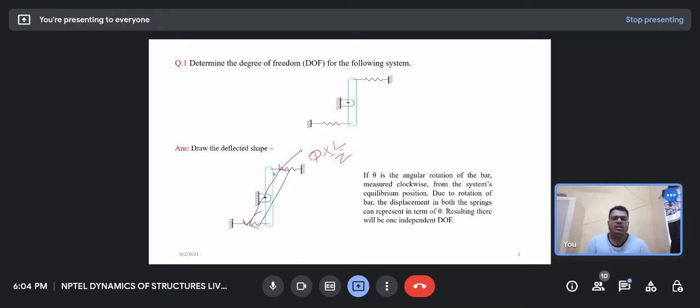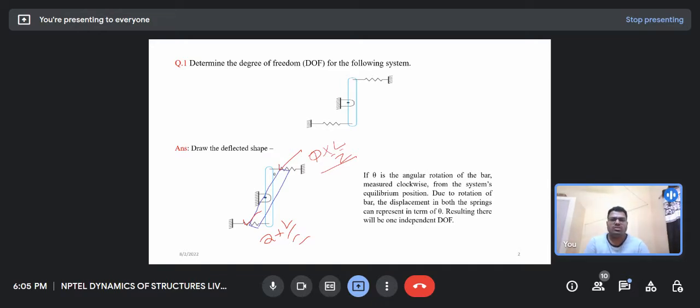I have written the statement here as well: if theta is the angular rotation of the bar in the clockwise direction, then due to the rotation of the bar, the displacement in both the springs can be represented in terms of theta, as we have written here, and this will also be theta times L by 2.